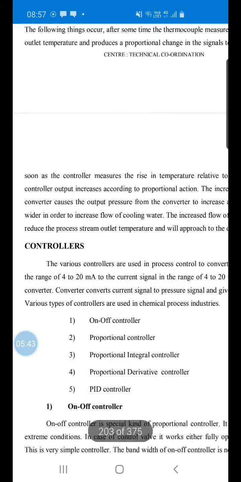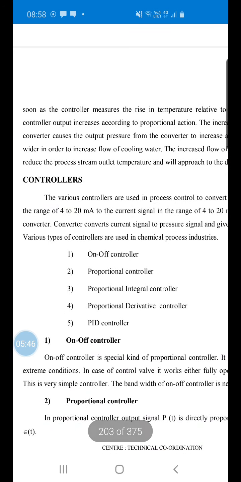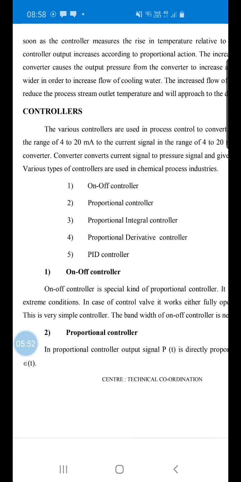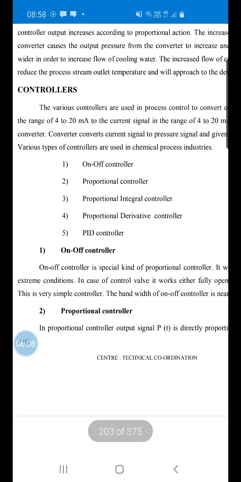Now, very important to know about the control system are the controllers, which are a very important part of any control system. So we will discuss the controllers, what their types are, their transfer functions and their application in the chemical industries. The various controllers are used in process control to convert the error generated in the range of 4 to 20 milliampere again to a current signal in the range of 4 to 20 milliampere and send it to the converter. The converter converts this current signal to a pressure signal and gives it to the pneumatic controller.